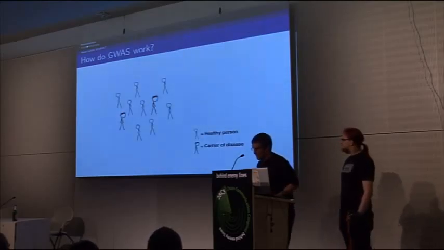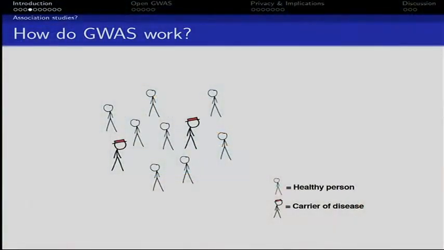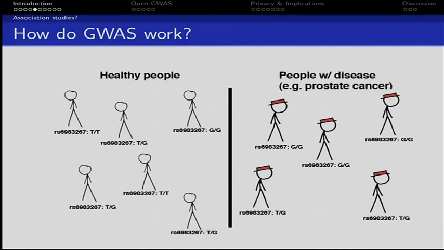And genome-wide association studies work by basically taking a whole population and then grouping it in two groups. Here we have a healthy person and, with a nice head, a carrier of a disease. In this example, let's say it's prostate cancer. So if we split them up, we have the healthy people on the left and the prostate cancer people on the right. And then we check certain SNPs, and the SNPs have unique names, always starting with RS and then some number. And because we are diploids, we have two nucleotides at that position.